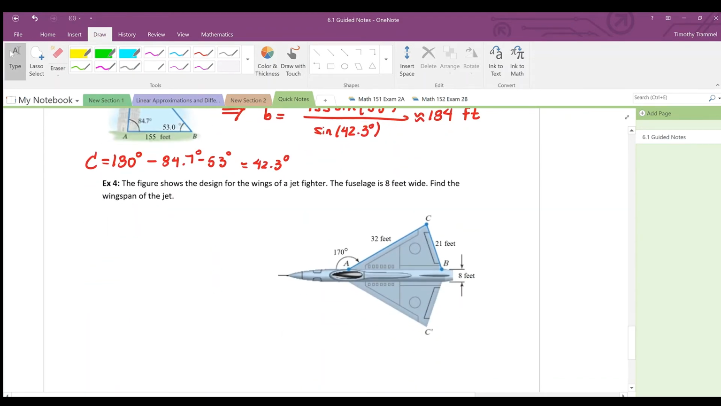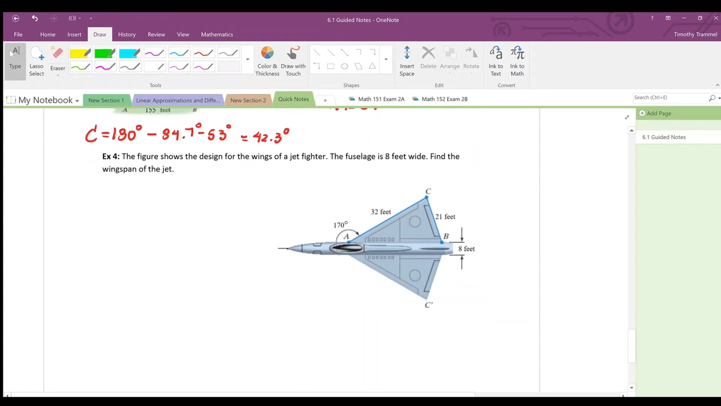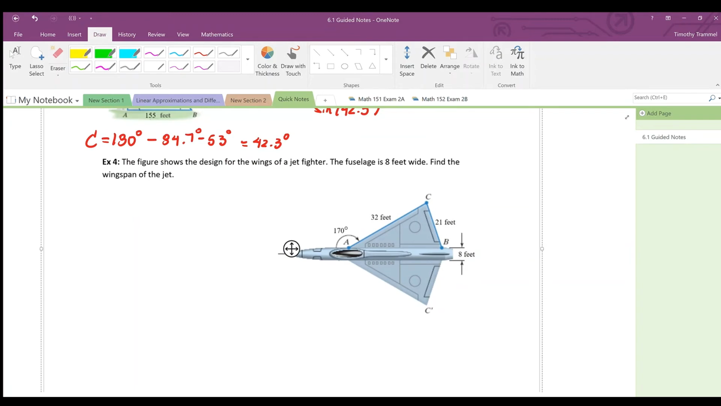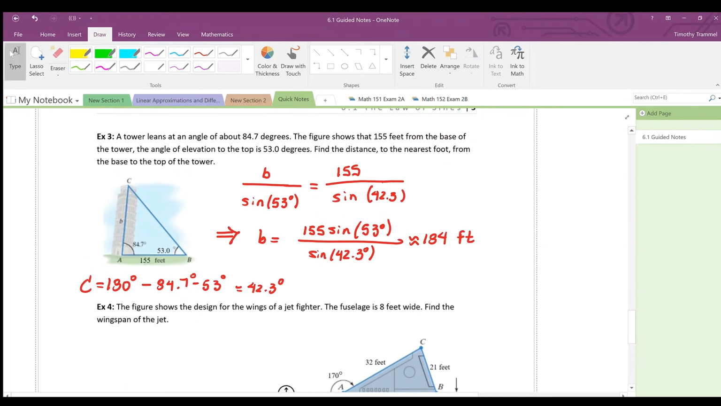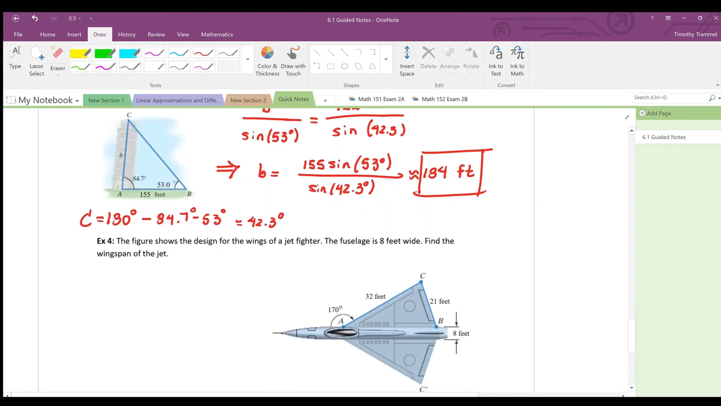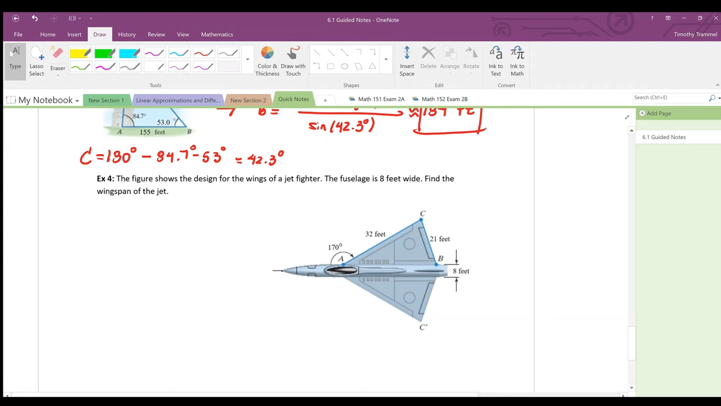All right, we have another one that I think is worth giving a try without me first. And maybe we should box our answer up here real quick. This was our final answer to example 3. But example 4, the figure shows the design for the wings of a jet fighter. The fuselage is 8 feet wide. Find the wingspan of the jet.